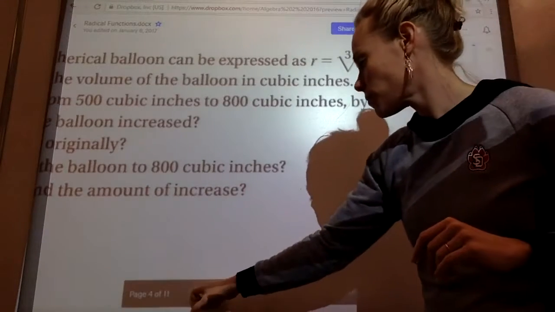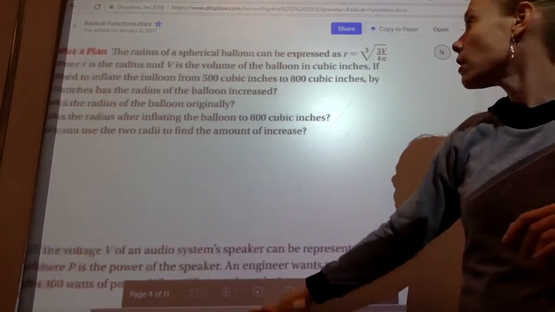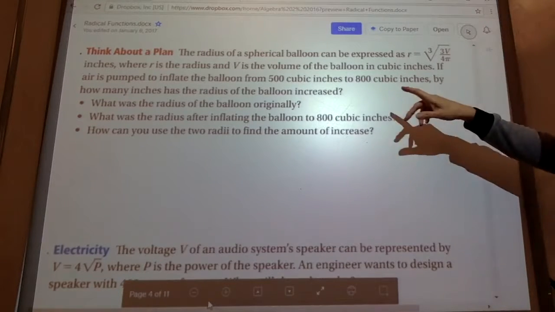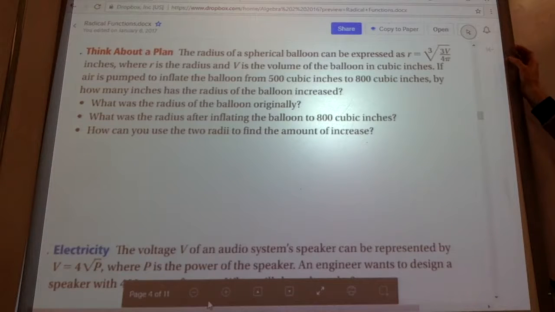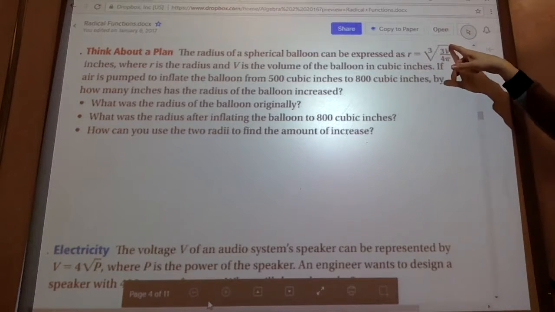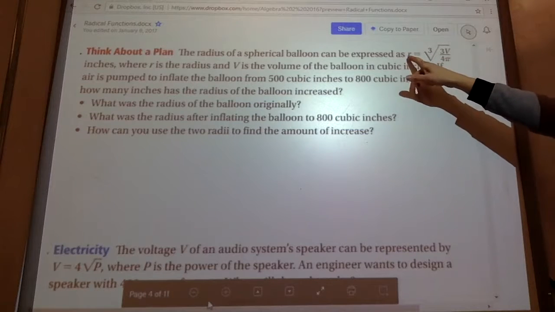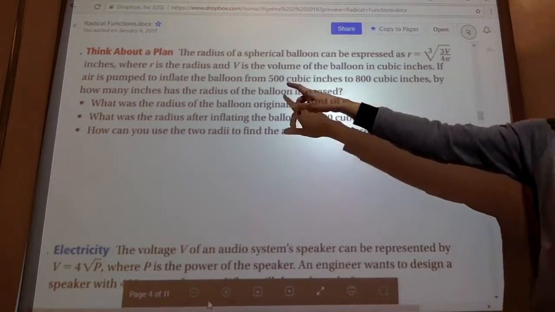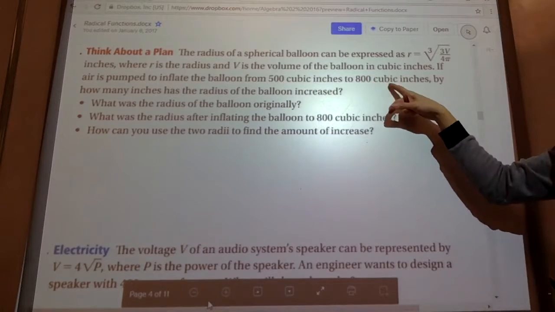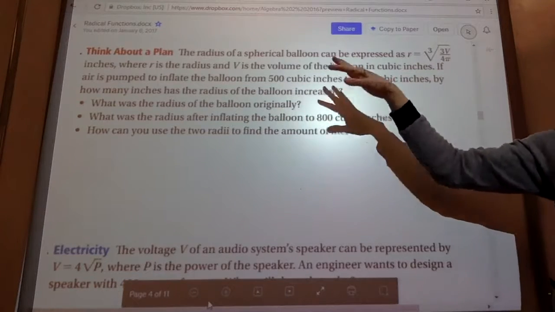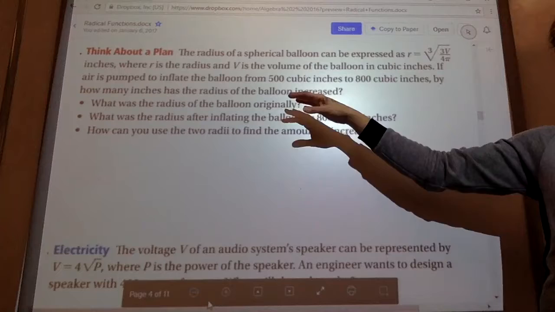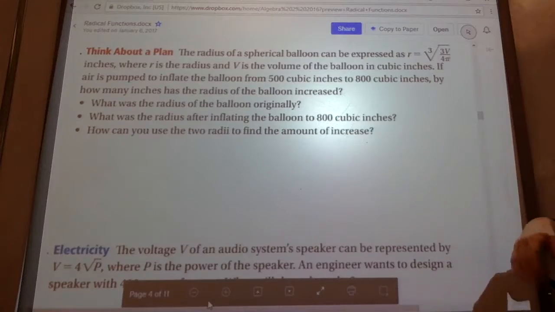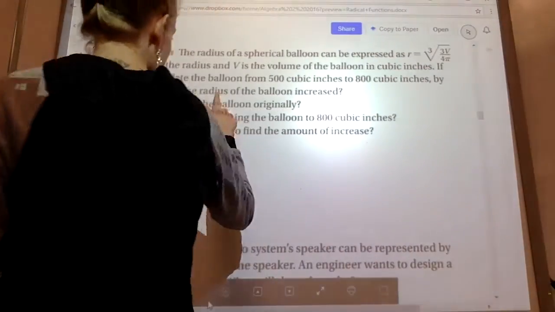All right, so let's look at the first one here. The first formula that we can use is radius for a sphere. The radius of a spherical balloon can be expressed as r equals cube root of 3v over 4 pi. R is the radius, v is the volume. If air is pumped to inflate the balloon from 500 to 800 cubic inches, meaning, what am I talking about there? The radius or volume? The volume. Whenever I'm talking about cubic inches, cubic centimeters, cubic anything, that's always volume.